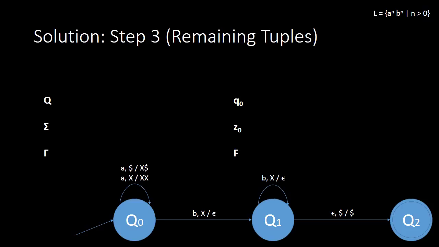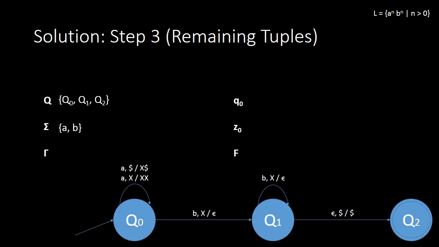Now step 3 is specifying the remaining tuples. So the remaining tuples are Q, sigma, gamma, Q naught, Z naught and F. And for convenience, I've shown the state diagram that we designed earlier. So Q is the list of states. So the states we can see are Q0, Q1 and Q2. Sigma is the set of input symbols. From the problem itself we can see that the input will be either A or B.